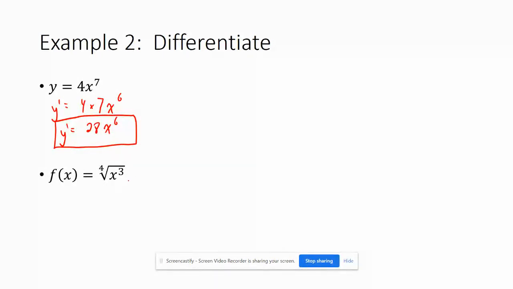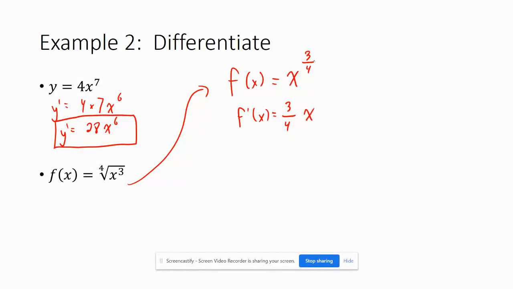Okay. Now for the next one, I'm just going to write this over here. f of x equals the fourth root of x cubed. What I want to do is write this as an exponent. Okay, the fourth root of x cubed, guys, we can rewrite as f of x equals x to the 3/4, and now we're just going to follow our rule. f prime of x equals the 3/4 comes down in front, and the exponent goes 1 less. 3/4 minus 1 is negative 1/4 like this.